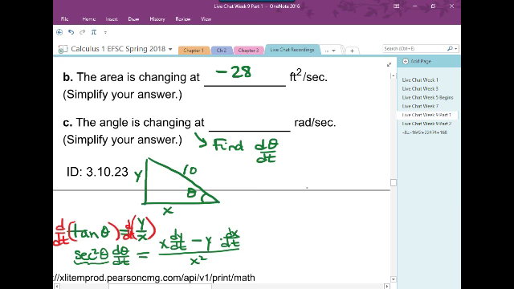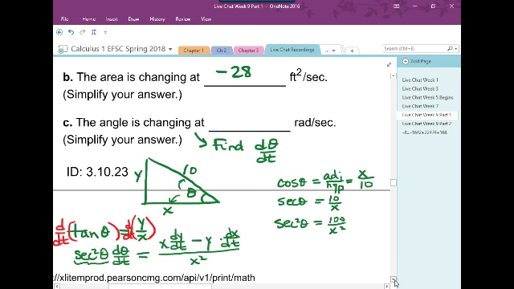So secant is the reciprocal of the cosine, and I'm more comfortable with cosine. So cosine of theta is adjacent over the hypotenuse, which in this case would be x over 10. So that means that the secant of theta would be the reciprocal of that, 10 over x. And so secant squared of theta would actually be 100 over x squared.